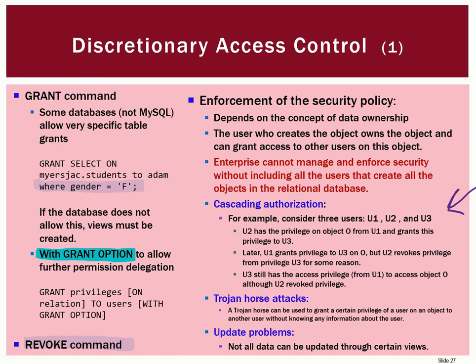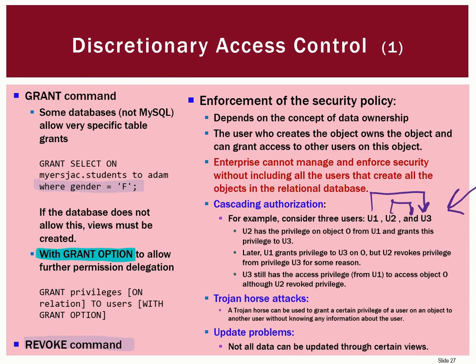And U3 would then still have the access privilege from U1 to access the object, even though U2 revoked the privilege. So you want to avoid a situation where one user can grant privileges and another user can grant privileges, because then it gets really hard to enforce that security. So you don't want to do that. So my advice is never to use the grant option.